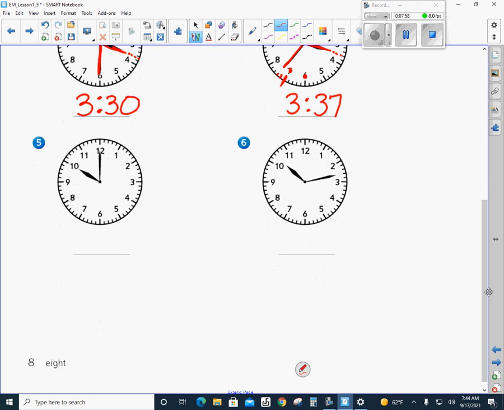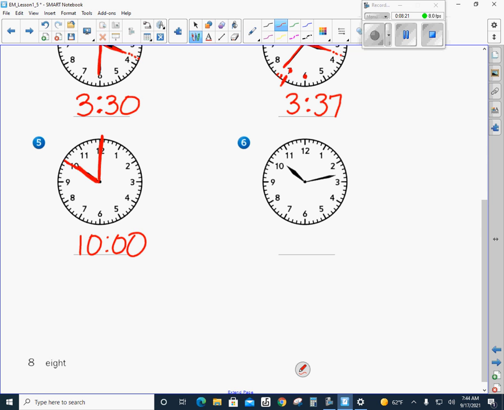All right, number 5, look at the little hand first. That little hand is pointing directly on the 10, and I know that because the hour hand is pointing directly at the 10, and I know that because my minute hand is pointing right up at the o'clock time.